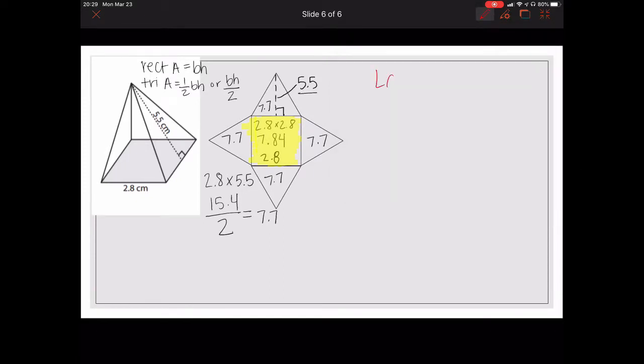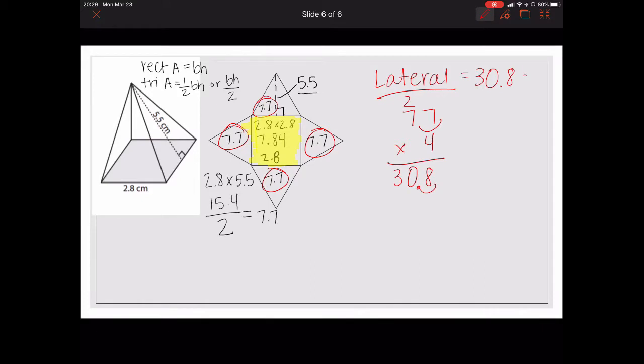So again, we have lateral surface area, and that's everything but the bases. In this case, it's just one base. So you can do 7.7 4 times or times 4. And then we have 1 decimal place, 1 decimal place. So lateral is 30.8 centimeters squared.